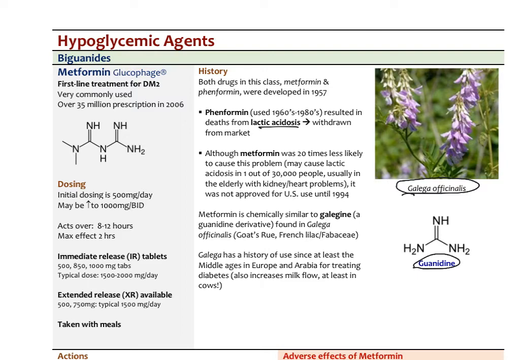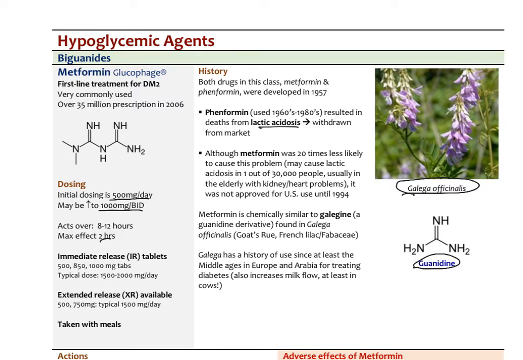So that is a little history on this drug class. The dosing of metformin typically is to start at 500 milligrams a day, and that can be increased to 1,000 milligrams BID. It acts over 8 to 12 hours. Its maximum effect is at 2 hours.